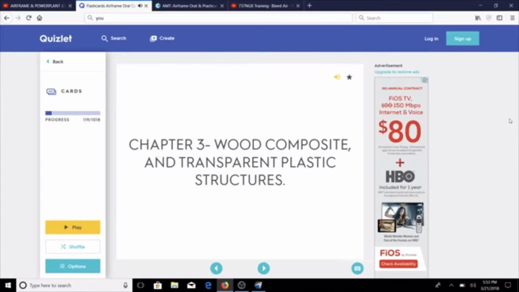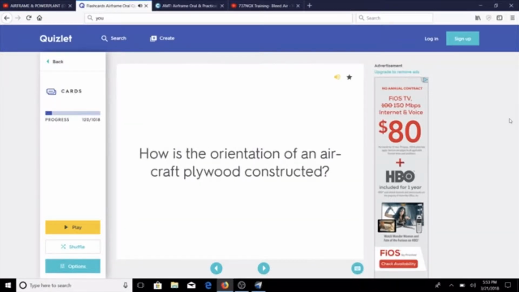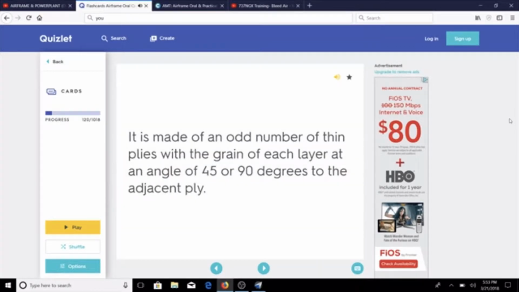Chapter 3: Wood, Composite, and Transparent Plastic Structures. 111 Terms. How is aircraft plywood constructed? It is made of an odd number of thin plies with the grain of each layer at an angle of 45 or 90 degrees to the adjacent ply.